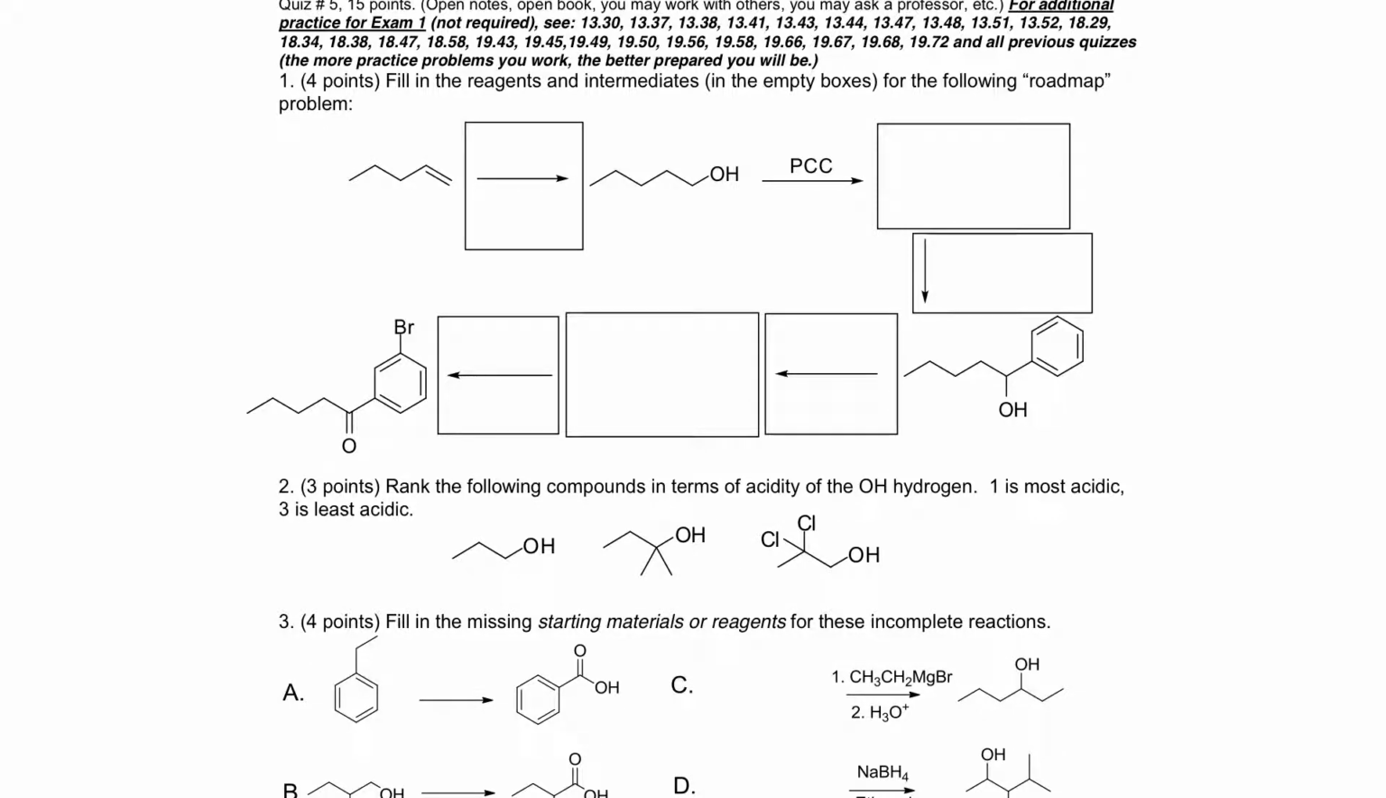Here is the key for quiz 5. Another roadmap problem. We are asked to fill in the boxes here as we go from the 1-pentene to this much more fancier aromatic substituted compound.